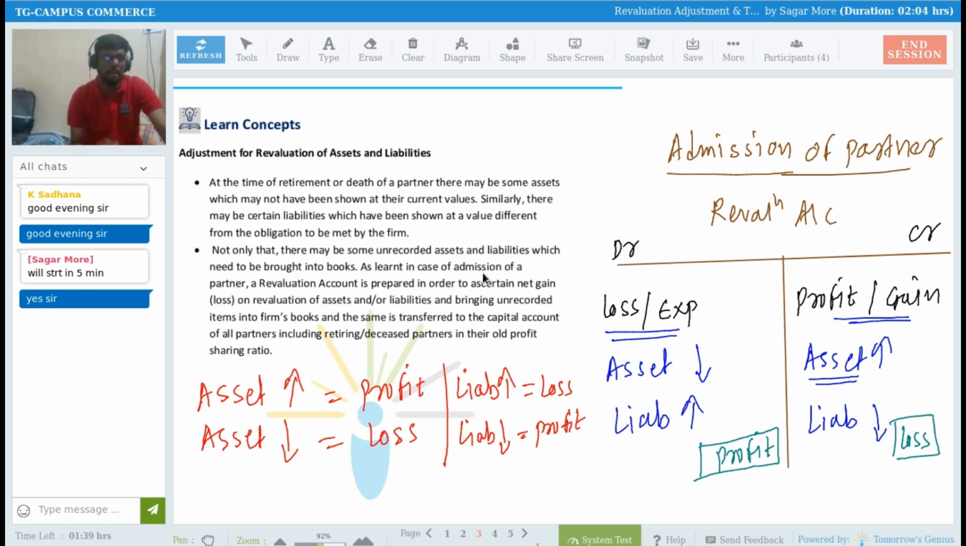You have to transfer that towards their capital account or current account, whatever method you are following for maintenance of capital account, right? So whether it's a revaluation profit or revaluation loss, you have to transfer it towards partners' capital and current accounts. Among all the partners, you have to distribute as per their old profit sharing ratio, right?